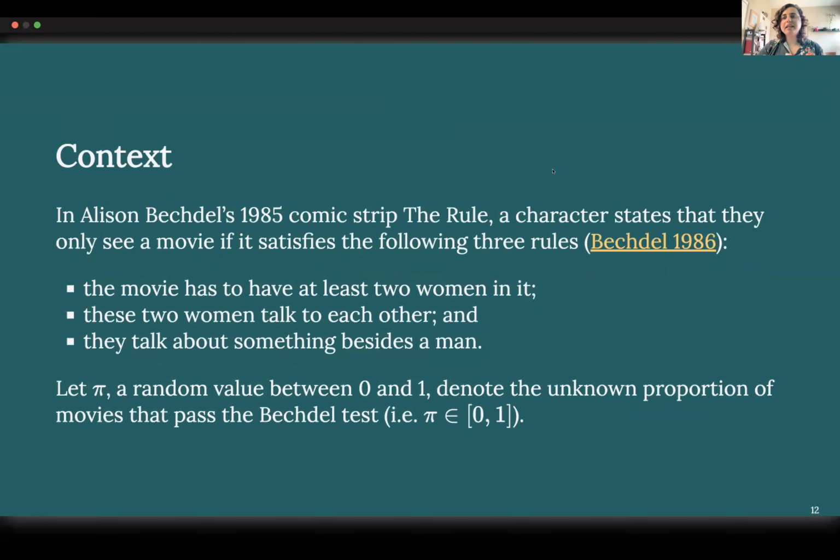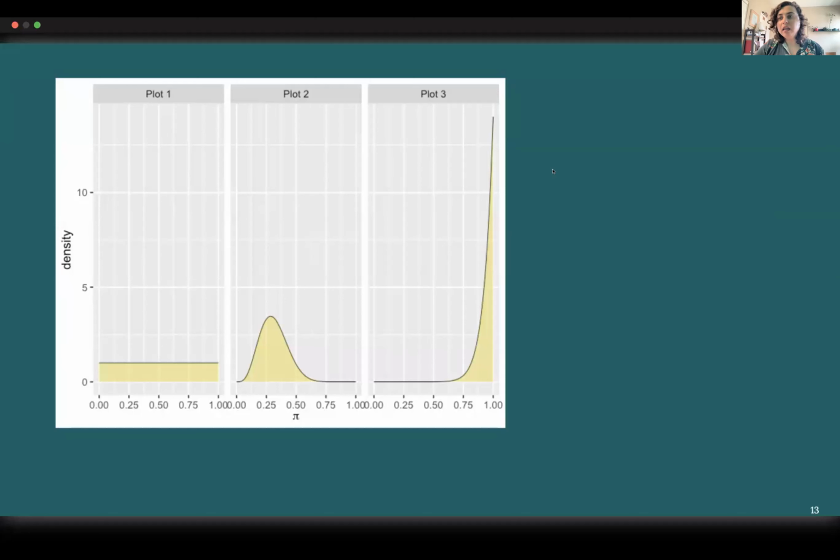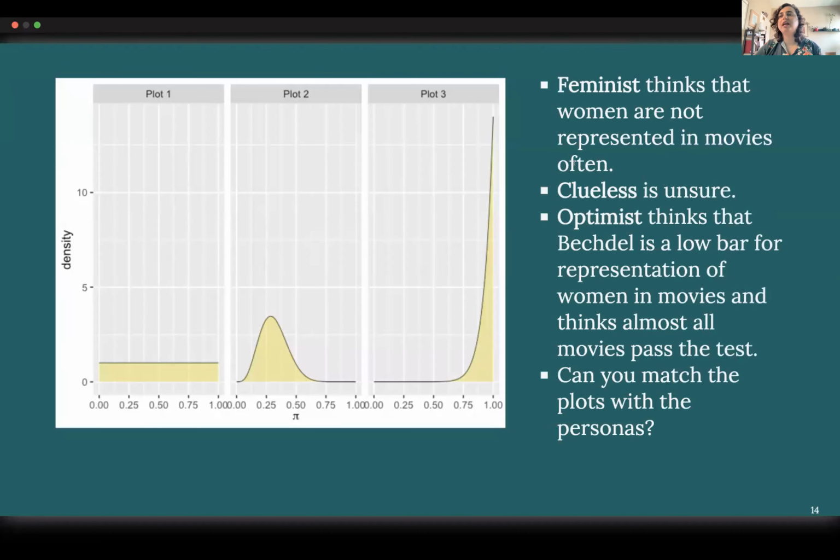In this case, students are trying to estimate pi, which is a random value between 0 and 1, the unknown proportion of movies that pass the Bechdel test. We try to build intuition in the classroom. For instance, we have 3 plots of prior ideas about pi. On the left, we have a very flat prior, and on the right, a highly informative prior. To test their intuition and familiarize themselves with the beta prior, we give them 3 characters. One is a feminist, who thinks that women are not represented enough in movies. Another is clueless, unsure what that proportion could be. And then there's an optimist who thinks that actually women are represented more in movies. We have them match these.